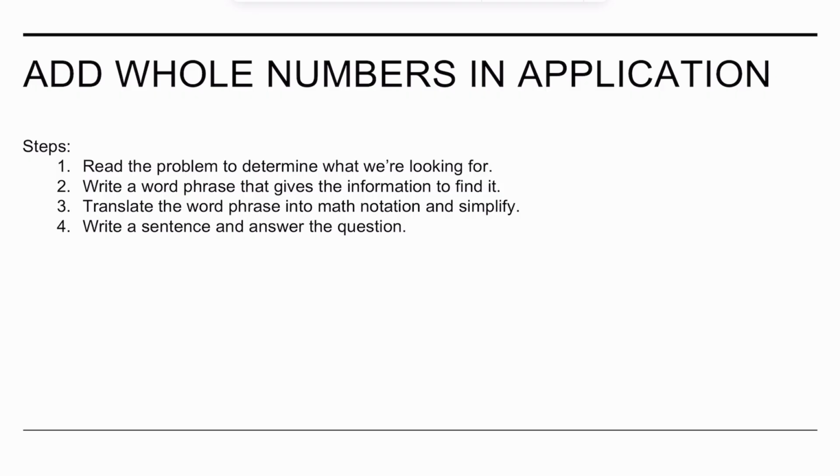And so if we look at the steps here, we want to read the problem to determine what we're actually looking for. Then we want to write a word phrase that gives the information to find it, translate that word phrase into math notation, and then simplify, and then write a sentence to answer the question. So what you should be noticing here is that apart from step 1 and step 4, we've been looking at the word phrases that we're talking about in step 2. So things like the sum of, increased by, those kind of things. And then translating the word phrase into math notation and simplifying is exactly what we were doing in the last section.